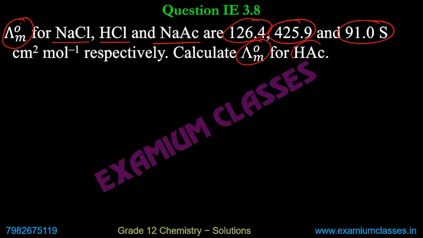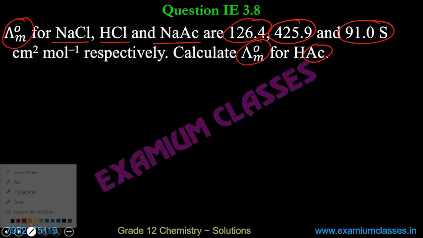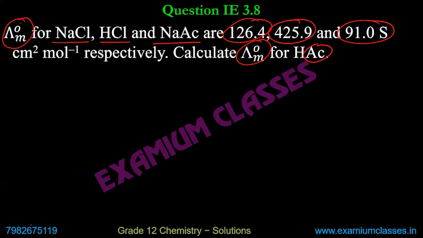Calculate lambda m naught for acetic acid. HAc is acetic acid, Ac is acetate, this part, and H. So first write what is given, and then we will see how we can calculate the answer. Lambda m naught NaCl is given, or it is written like this also, NaCl in bracket, 126.4. I'm not writing the units, Siemens centimeter square per mole.